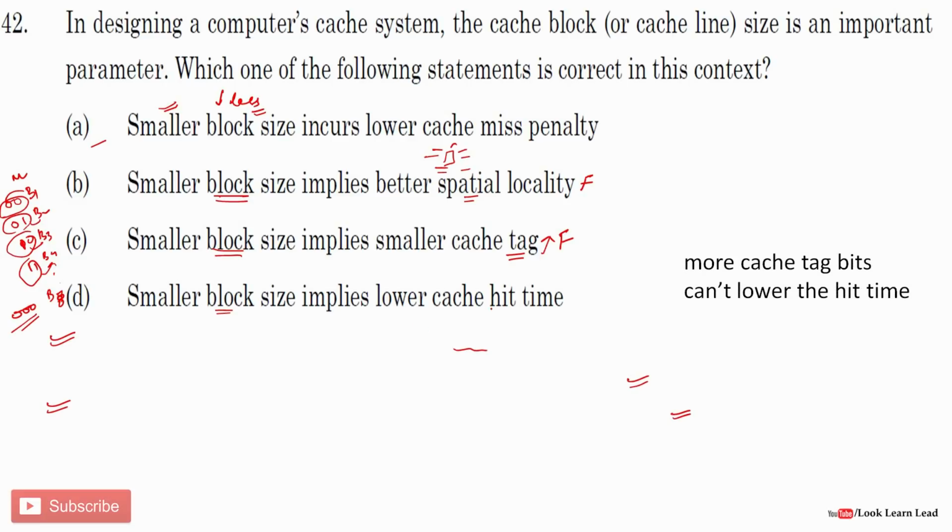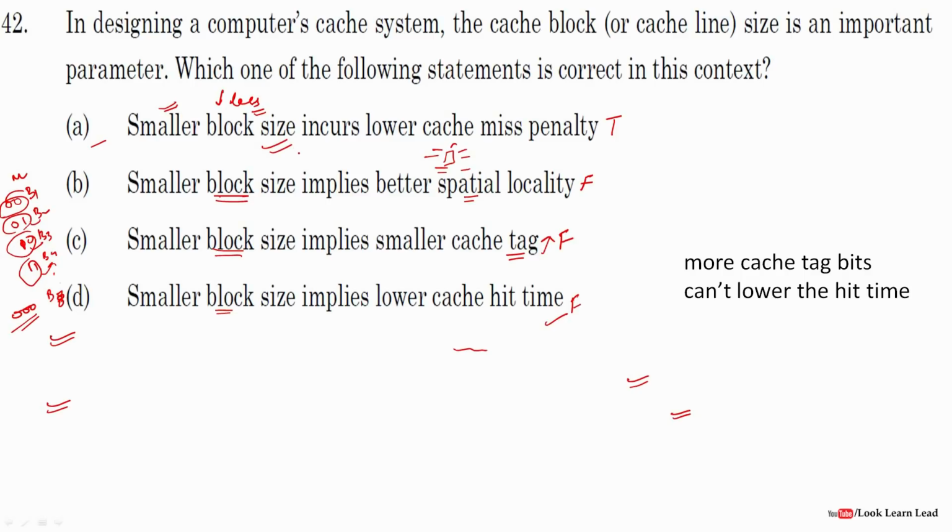There is no relation between the block size and cache hit time. So more cache bits can't lower the hit time. There is no relation between them. So this is also false. The only statement which was true was the first one, that is, a smaller block size incurs less miss penalty.